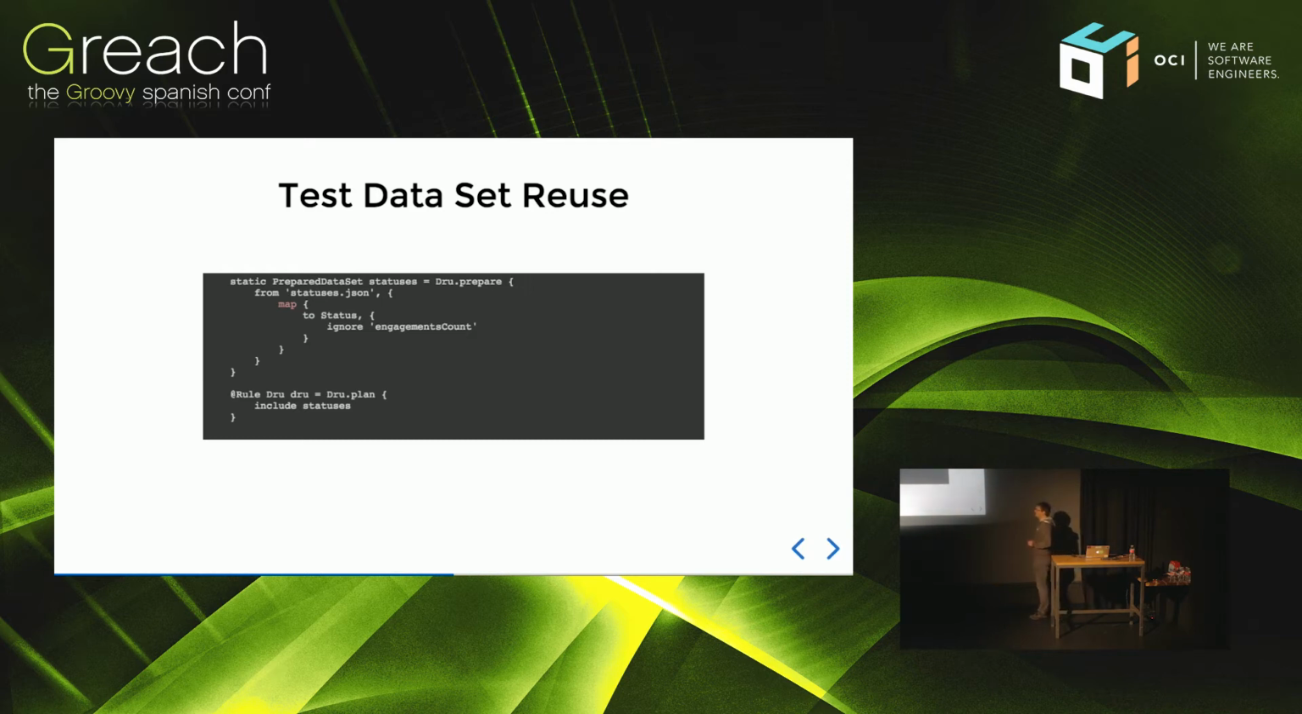But what if you want to reuse the data in a different test? In that case, you can define something called a prepared dataset. So you may have a kind of library class holding all the prepared datasets, let's say with statuses, and then in other tests, you can just load it by including the statuses. So you can have a single source of data for your tests, and reuse them across different tests.